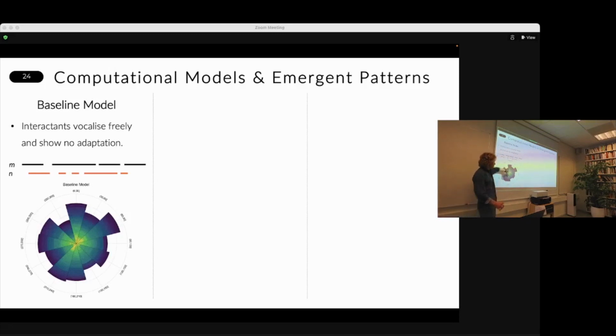In the angles between the vocalizations, we just see sort of random scattering all over the place. They're not adapting to each other. And this will make more sense when we look at some of the other models as well. But this is from 0 to 360 degrees.